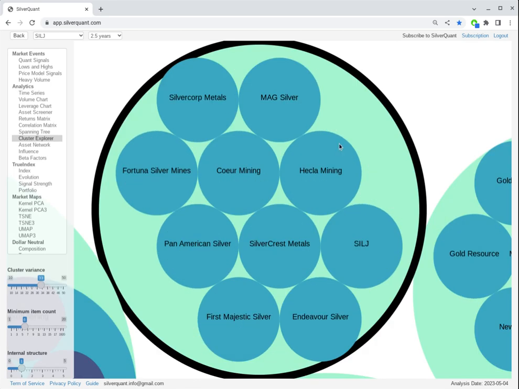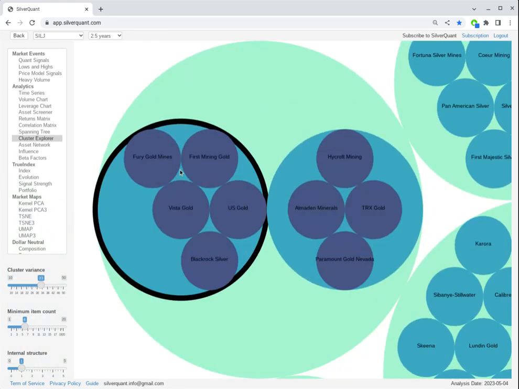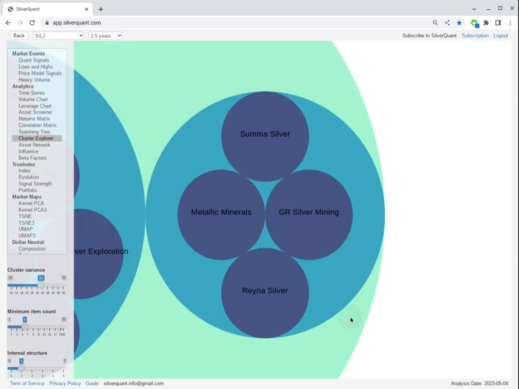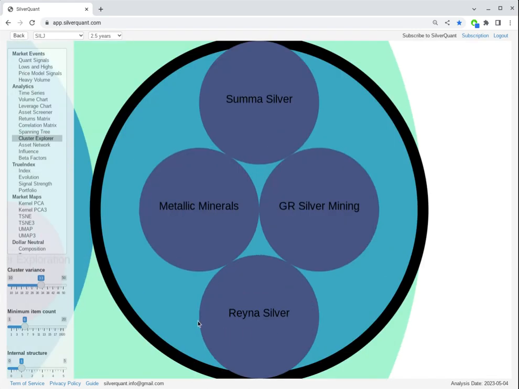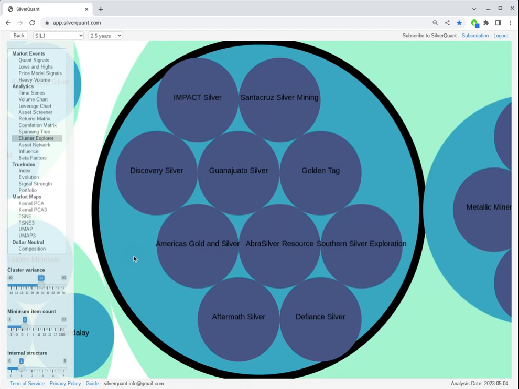Here's our big silvers that we've already seen. Let's take a look over here. We've got some smaller miners going on, including BlackRock Silver. Okay, here we have some very exciting silver juniors. Okay, we've got GR, we've got Suma Silver. Here's a neighboring cluster. Okay, these are explorers and developers. We've got Defiance, we've got Abra, we've got Southern Silver, Guanajuato, Golden Tag.